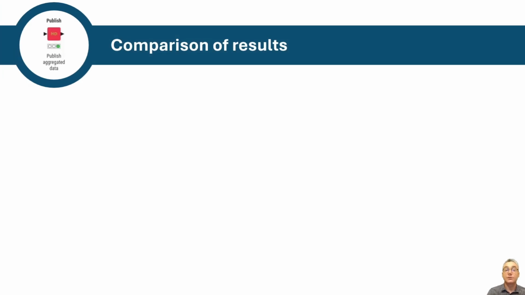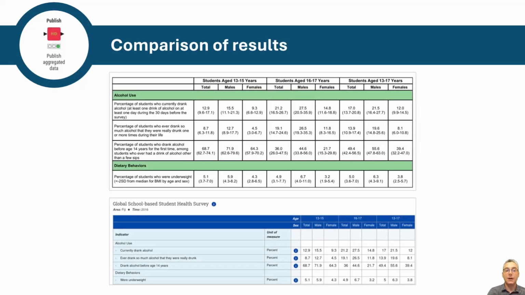Let's compare the results produced by our metadata-driven process with the official fact sheet. At the top, we can see a portion of the GSHS table from the official fact sheet, and below it, a screenshot of the Data Explorer. While we are only looking at a subset of figures here, each one has been verified and matches the official data. Additionally, the original layout of the table has been preserved, ensuring consistency in presentation. This successful alignment confirms that our process is validated.